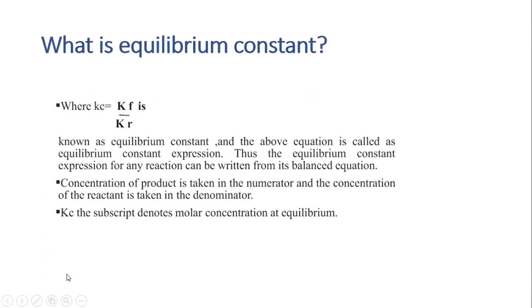What is the equilibrium constant? Kc, which is equal to Kf divided by Kr, is known as the equilibrium constant, and the above equation is called the equilibrium constant expression. Thus the equilibrium constant expression for any reaction can be written from its balanced equation. Concentration of products is taken in the numerator and the concentration of reactants is taken in the denominator. The subscript c in Kc denotes molar concentration at equilibrium.